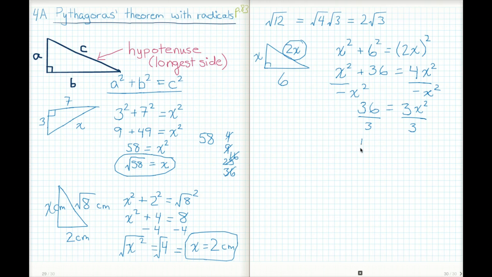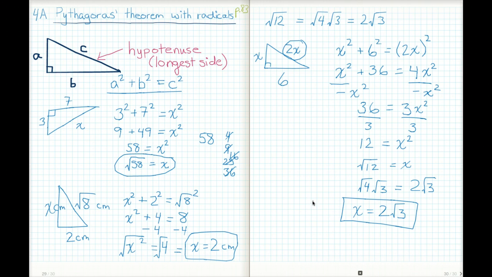36 divided by 3 is equal to 12. And 3 divided by 3 is, of course, 1, so that's just x squared. And lo and behold, I end up with the answer that I wrote up there. X is equal to square root 12. So we're going to split up square root 12 into square root 4 and square root 3. And then square root 4 is equal to 2, and square root 3 stays square root 3. So x is equal to 2 square root 3. And that means this side is equal to 2 square root 3, and this side would be equal to twice that, so that would be 4 square root 3. And that's the final answer.